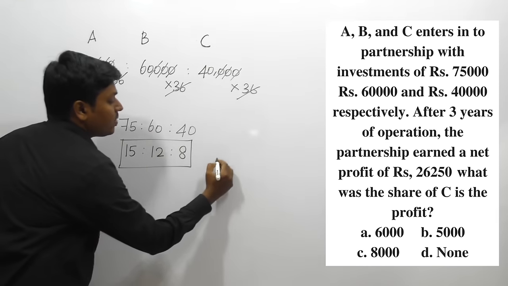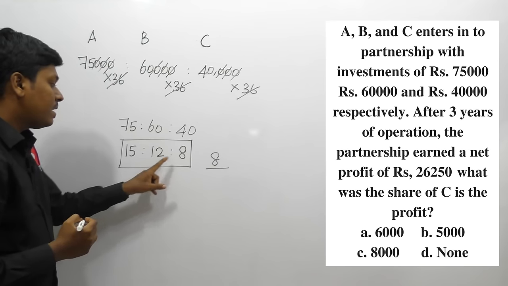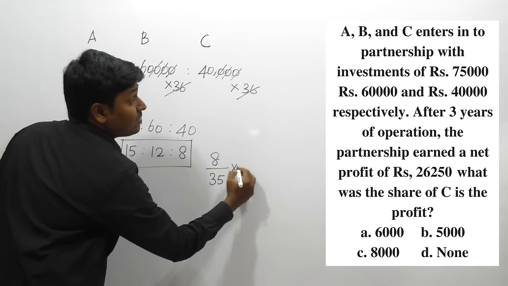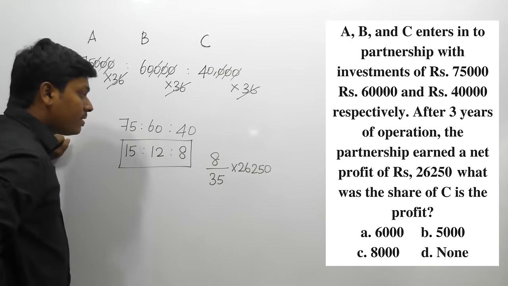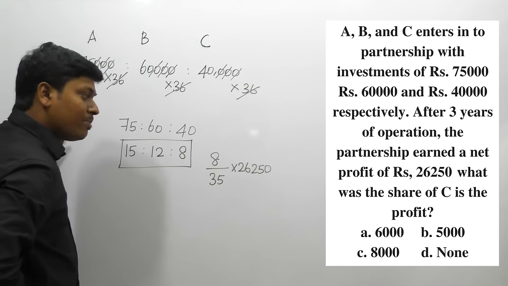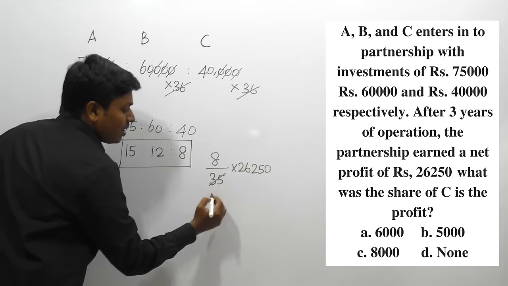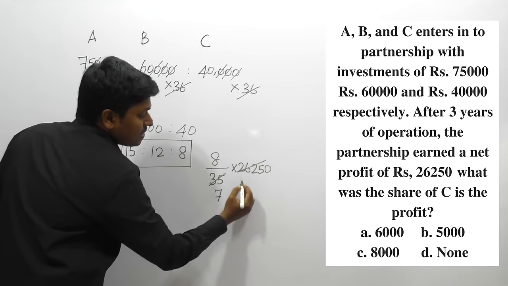So C is in the ratio 8 divided by total parts, that is 15 plus 12 will be 27, so 27 plus 8 will be 35, so 35 into, and the share will be 26,250, friends. So friends, now we need to calculate this, that is we need to cancel this and we need to multiply this by 8. Okay friends, I think we can cancel this on 5 table, right? So when we cancel this on 5 table, 7. So again, cancel this on 5 table.